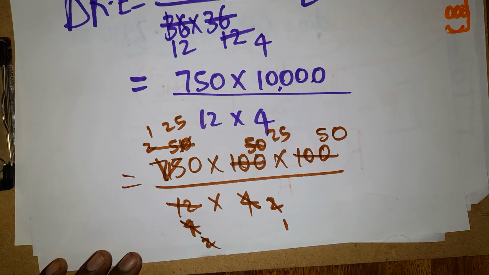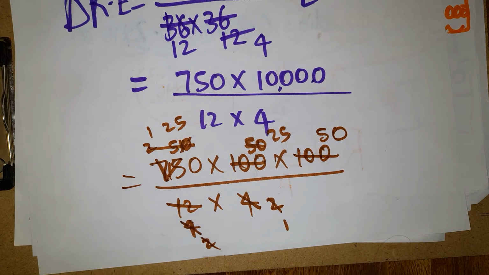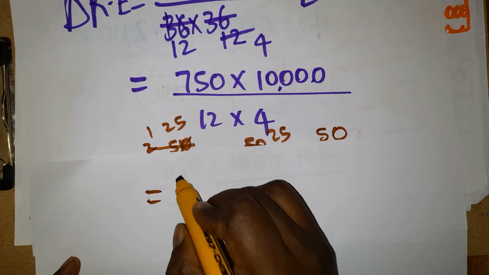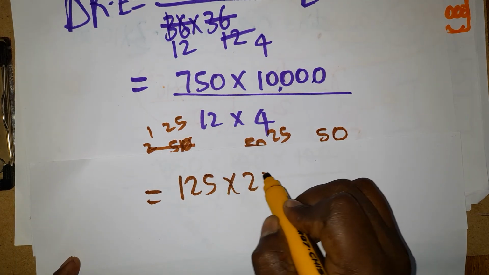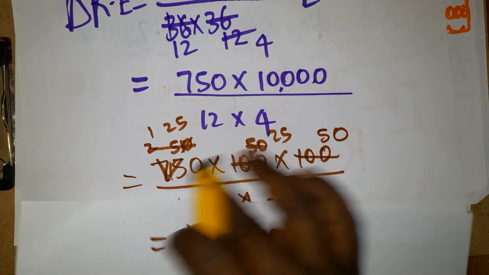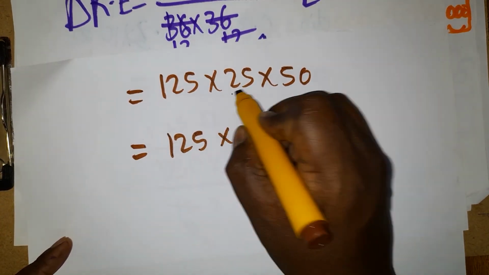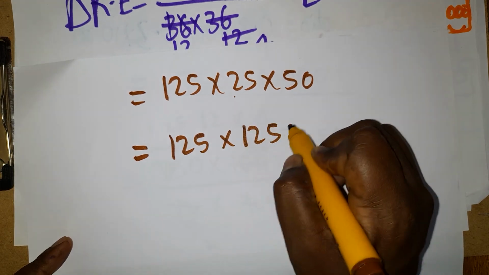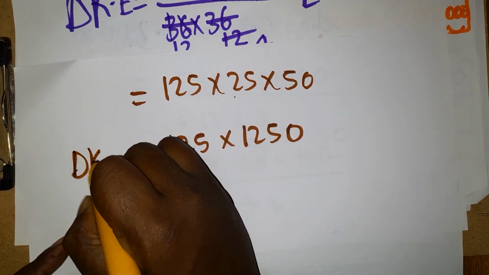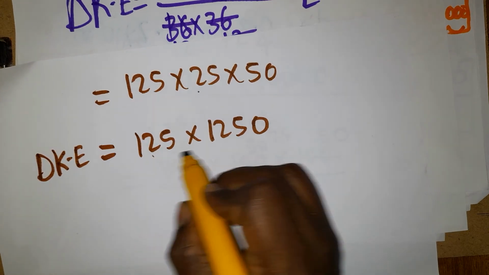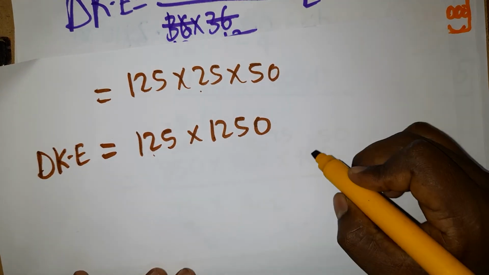Now all the remaining answer I am going to write. What is the remaining answer now? 125 into 25 into 50. These are the remaining answer. 125, 25 into 5, 125, into 0 will be there. That is the change in kinetic energy. Now 125 into 125. Yeah, one more 0 will be there.